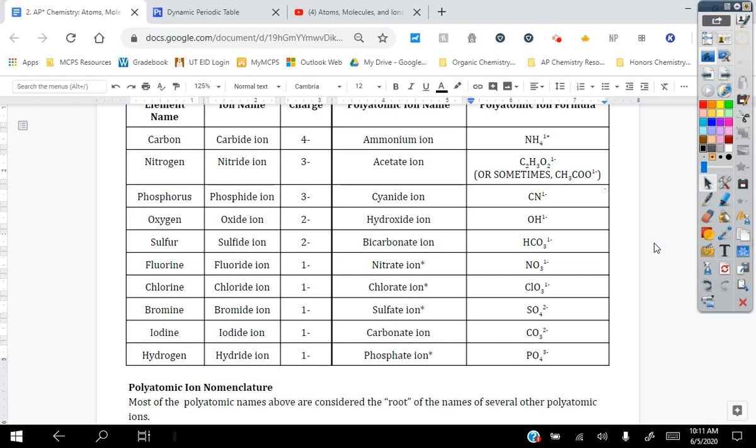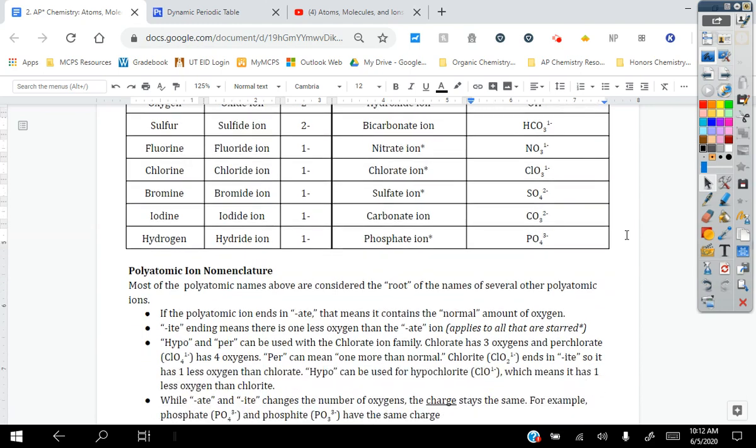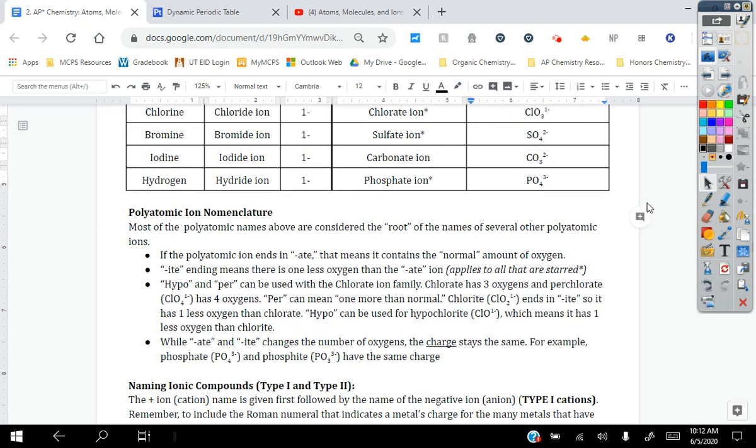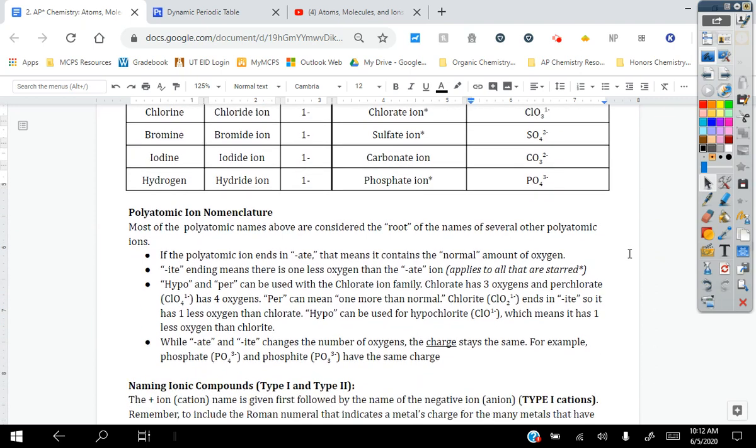Now, a couple of these I have starred on here because there are additional polyatomic ions that fall under that particular root name and family. So most of the polyatomic names are considered roots, and it's based off of this ATE ending. If it ends in ATE, that's considered the normal amount of oxygen for that particular family. So nitrate, for instance, is NO3. And then we saw above, we had nitrite, which was NO2. Both of them had a 1- charge. The ITE ending simply means there's one less oxygen than the ATE ion. And that applies to all the ones that I have starred on our list here.